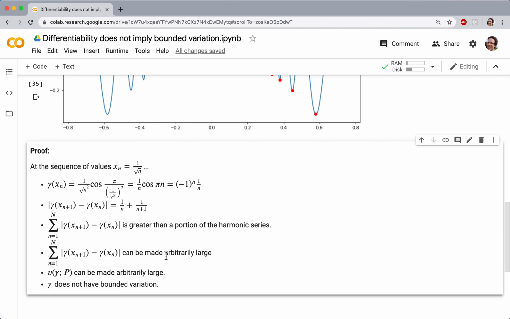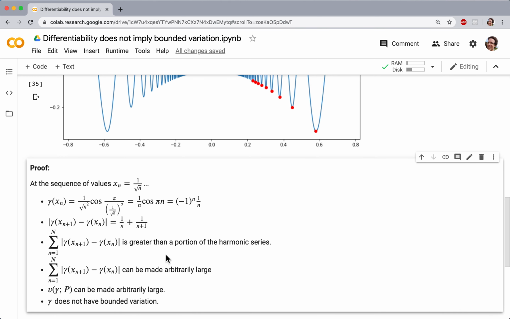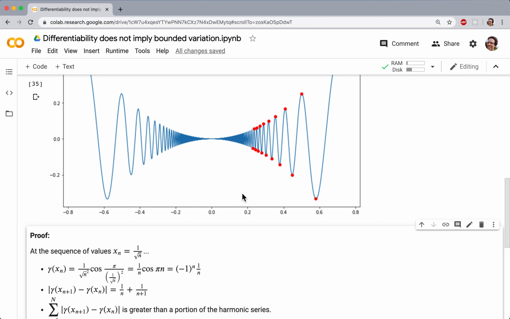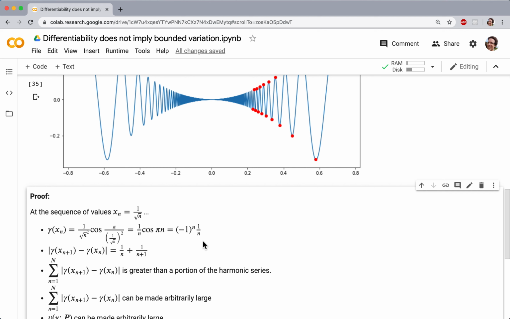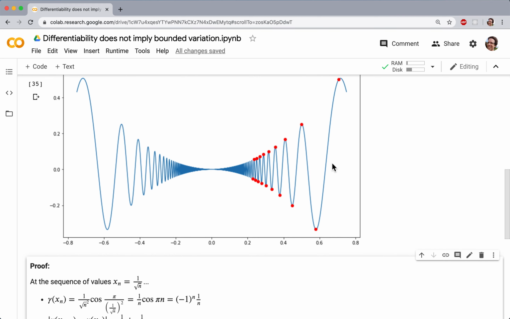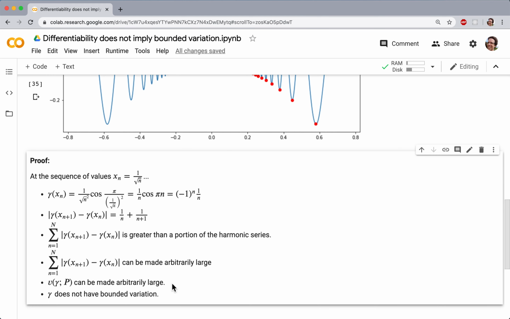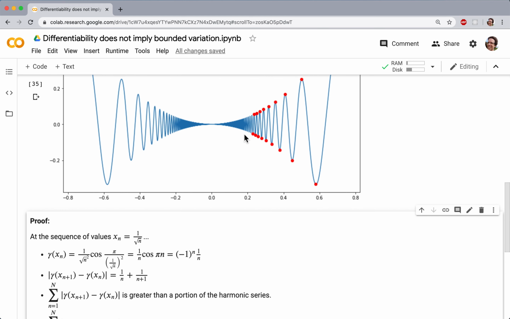Now we can't let n go to infinity because we're still reasoning about the variation with respect to a partition. A partition can only have finitely many points, but a partition can have arbitrarily many points. And so we could add 1,000,000 of these or 1,000,000,000 of these, and we would still have a partition. So for certain partitions, the variation with respect to that partition can be made as large as you want. That means that the variation of gamma with respect to a partition can be made arbitrarily large by designing the partition correctly, and that means that gamma does not have bounded variation, at least not on any interval that contains 0.